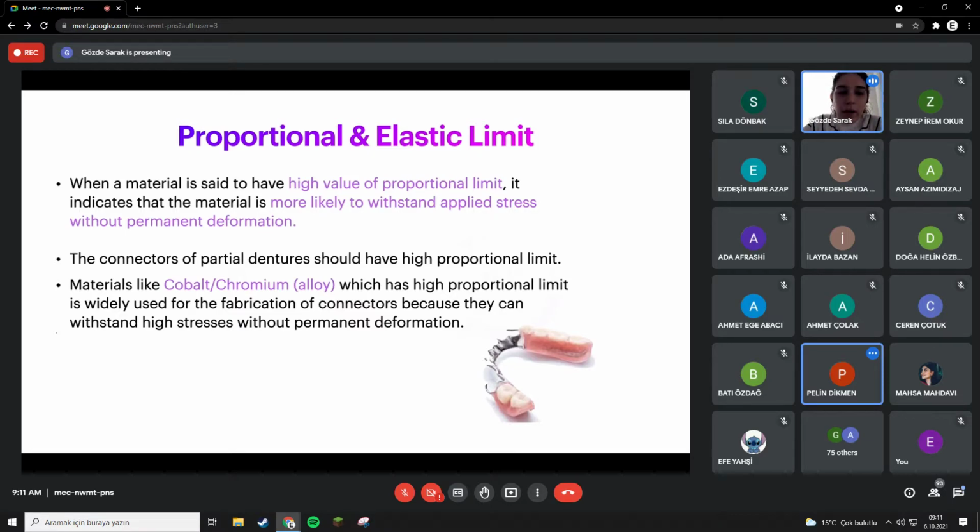When a material has a high proportional limit value, it suggests that it's more likely to tolerate applied stress without permanent deformation. Partial denture connectors should have a high proportional limit. Materials with a high proportional limit, such as cobalt chromium, are commonly utilized in partial dentures because they can tolerate high loads without permanent deformation.